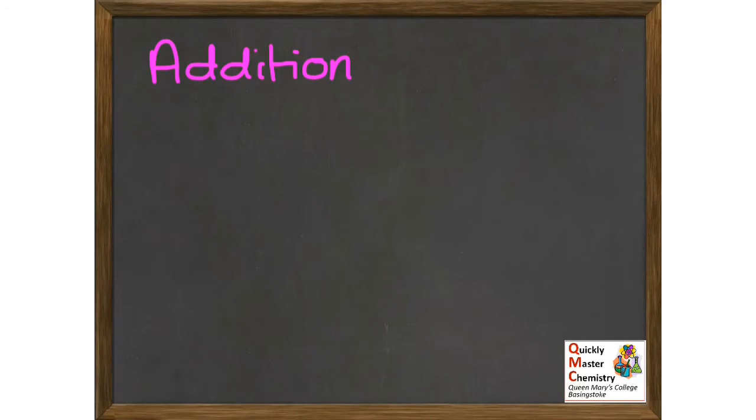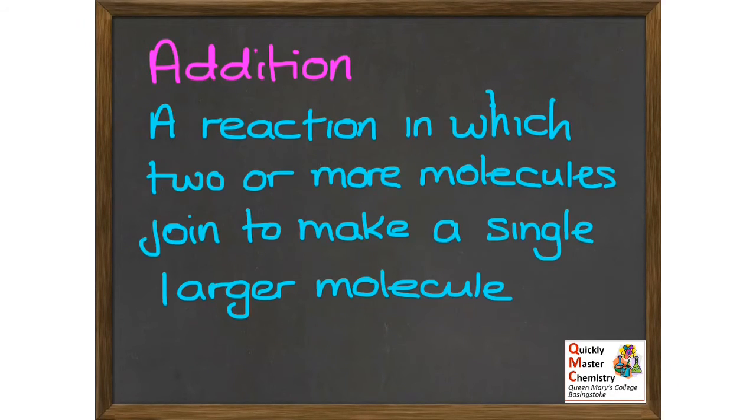Addition, hopefully, is a slightly easier term to understand, and you've probably already come across it when talking about the reactions of the alkenes. Addition reactions are simply defined as a reaction in which two or more molecules join to make a single larger molecule, rather like addition in maths, where two or more numbers join to make a larger number.